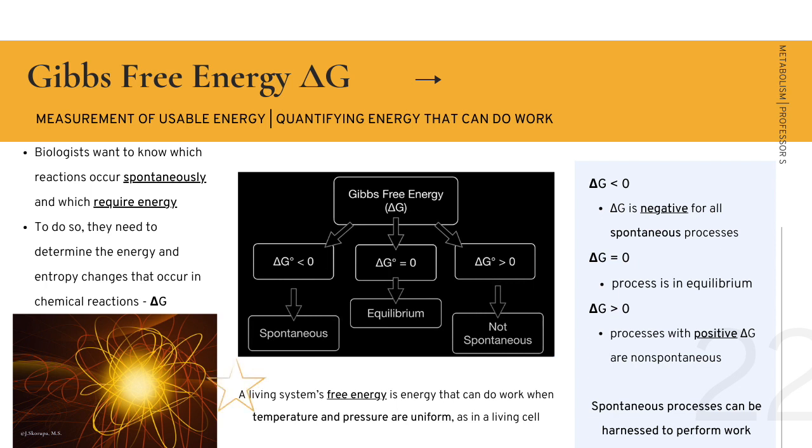A living system's free energy is energy that can do work when temperature and pressure are uniform, as in a living cell. So, when delta G is less than 0, which is a negative value, the process is spontaneous. When delta G is greater than 0, which is a positive delta G, the reaction is non-spontaneous. It's that simple. When delta G equals 0, the process has reached equilibrium. In our cells, spontaneous processes can be harnessed to perform work.